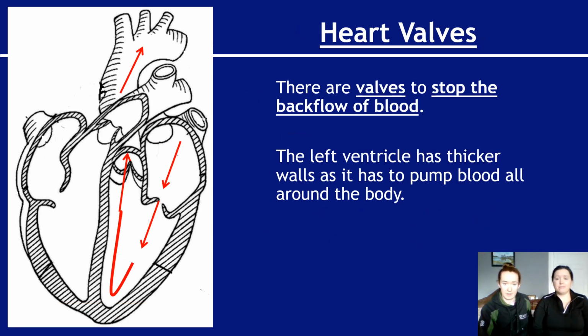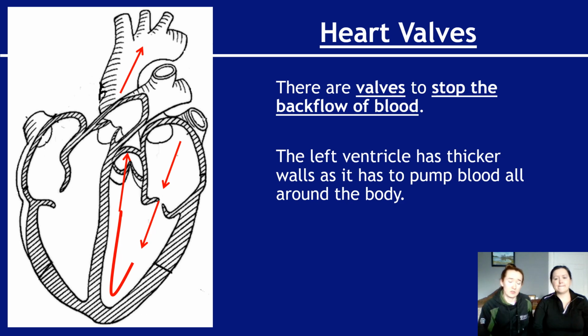So again, there are valves on this side as well. Exactly the same. It's in between the atrium and the ventricle, and then between the ventricle and leaving through the aorta. Exact same purpose, prevent backflow of blood. So basically the right and the left are pretty similar. The only difference is the vessels that the blood comes into and out of, and the fact it's on the left or on the right.